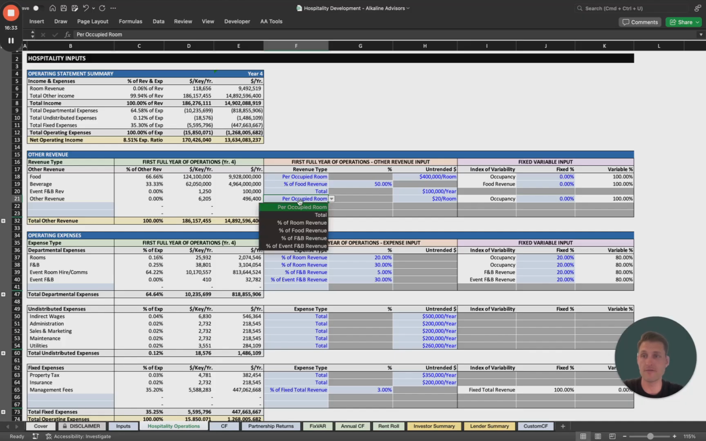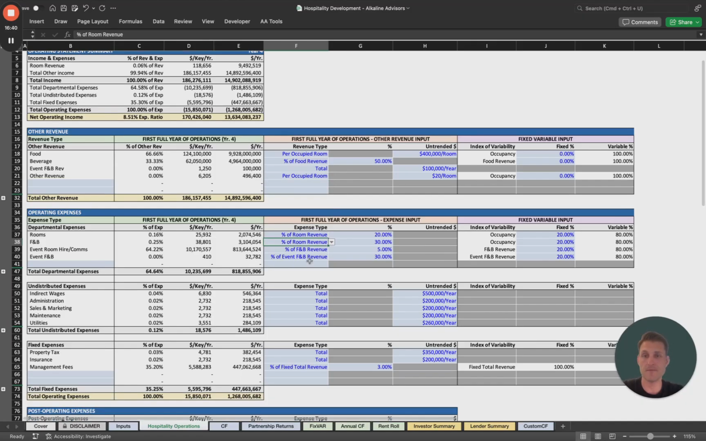So we can derive the value of other revenue based off of the percentage of one of the other line items above. And that's going to be the same thing with the expenses, departmental and undistributed. You can determine whether you want to tie the expense to per occupied room total or a percent of room revenue, percent of food revenue, percent of F&B revenue, and so on and so forth. And the same thing here, if we want a total or per occupied room, this will update accordingly. So that is how we are calculating the first full year of operations.